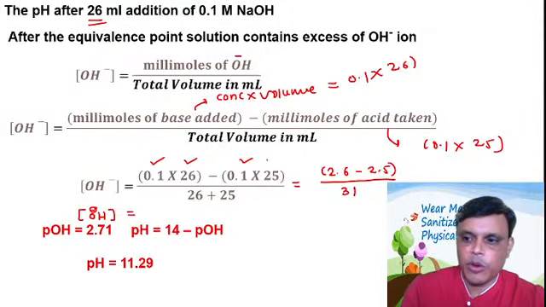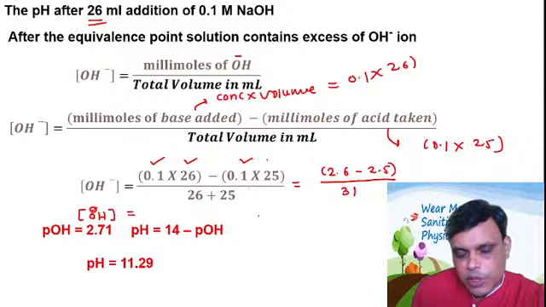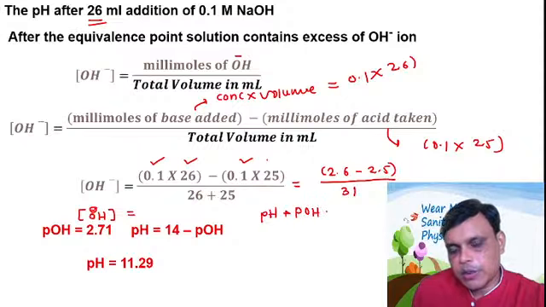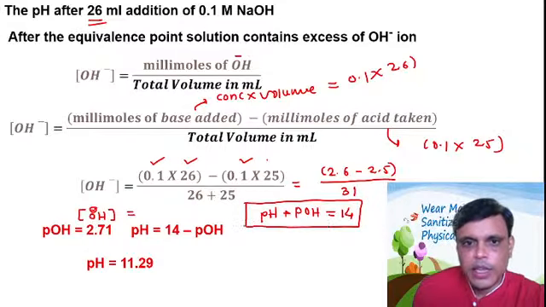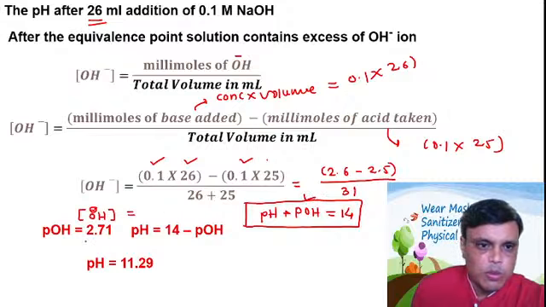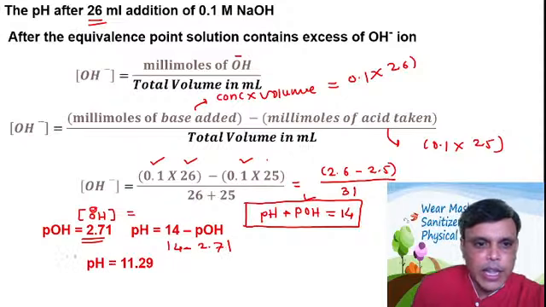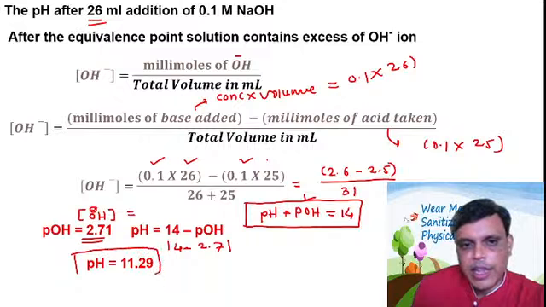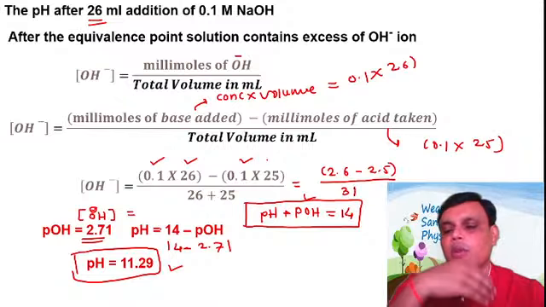And once you know the pOH, you can calculate the pH because you know this famous equation: pH plus pOH is equal to 14. Apply this equation. Now you know the pOH, its value is 2.71. You can put the value of 14 minus 2.71. You will get 11.29. So in this way you can calculate the pH also after the equivalence point.